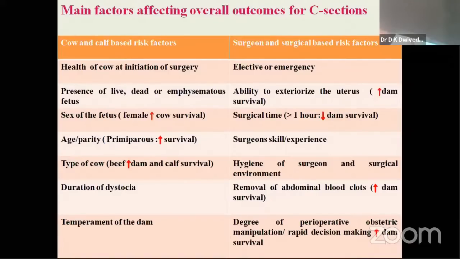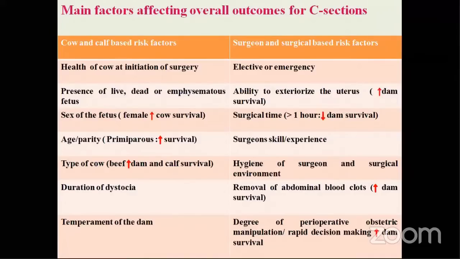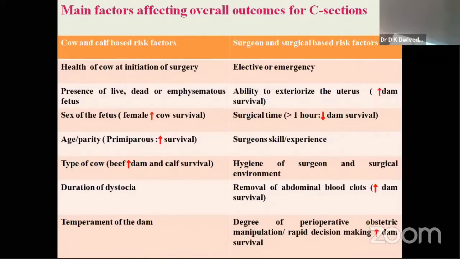Now, surgeon's skills and experience, hygiene of the surgeon and surgical environment, and removal of abdominal blood clots will also increase the survival rate of the dam, as does the degree of perioperative obstetric manipulation. If there is more manipulation, the chances of survival will be less. If there is less manipulation, the chances of survival will be more.